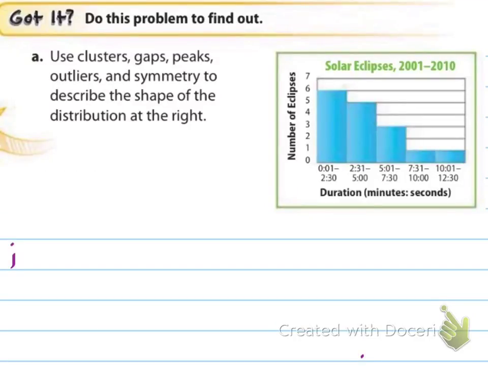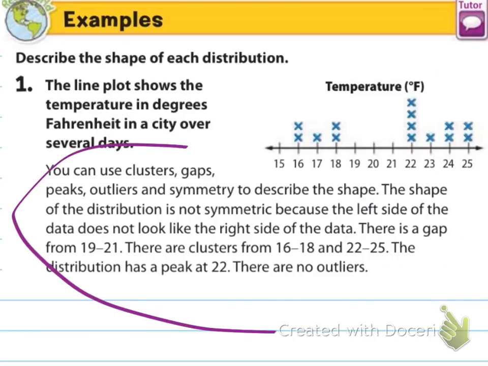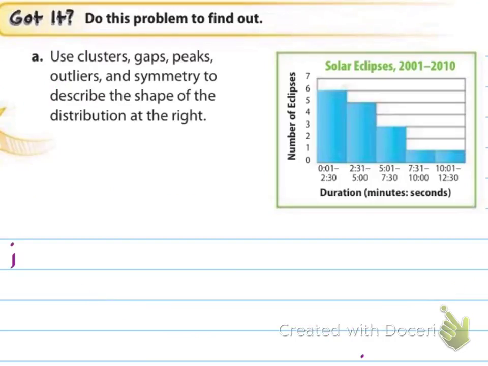All right, for example A, it says use clusters, gaps, peaks, outliers, and symmetry to describe the shape of the distribution to the right. So using those key words, go ahead and write something down that you think would have anything to do with this. Notice that this is their kind of explanations that they use. So maybe you can look back at those in examples 1 and 2 to figure out how you want to go about saying it in A here. Pause the video now, please.